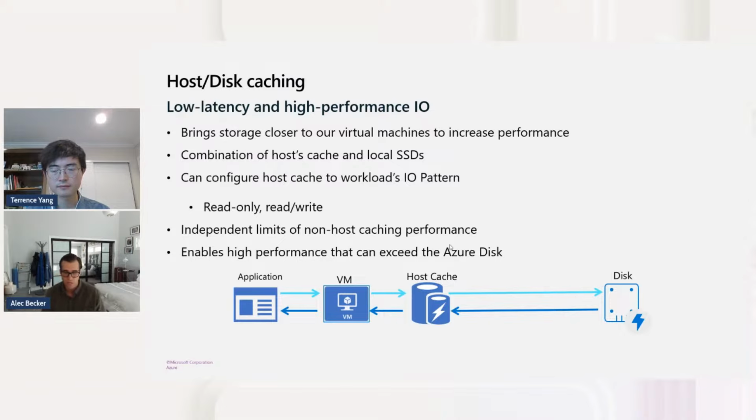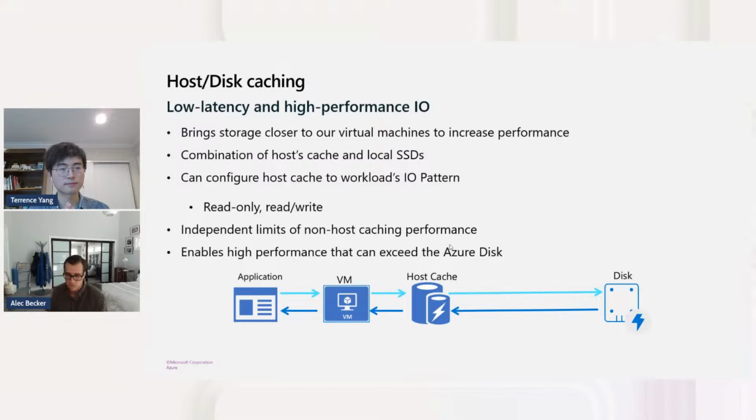The host cache is a combination of caching and local SSDs on the hardware that the VM lands on. We can configure host caching to the workload's IO pattern. We have a read-only option and a read-write option. If you know that your IO pattern is very read-heavy, you're going to want to use the read-only option. If you have some reads and a combination of writes, you might want to consider the read-write option. I'll get into the pros and cons of these as well.